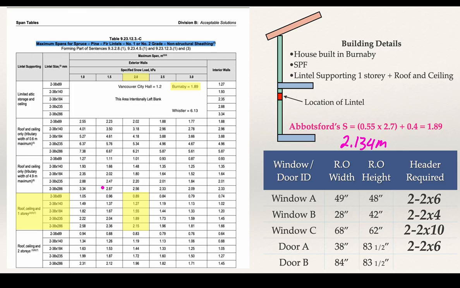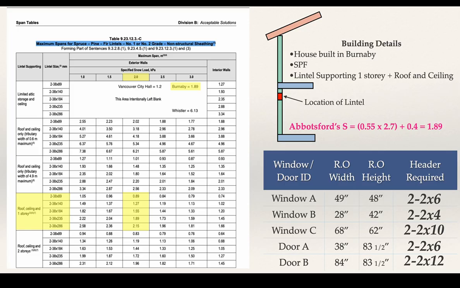So 2.134, too big for a double 2x10. We got to go up to a double 2x12. So that's really kind of as simple as it gets. As long as you have this formula down, you get your snow load factor, you figure out what column you're going to be in.